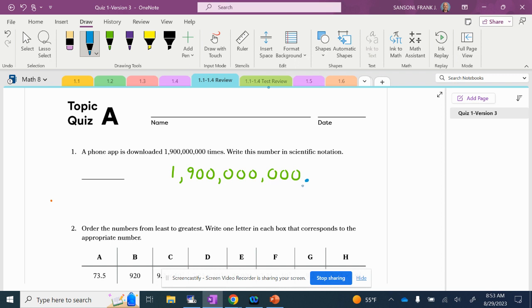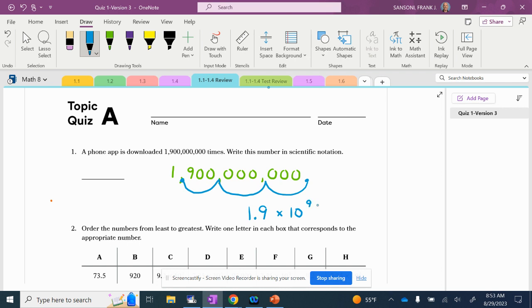So let's go. I'm going to use my shortcut, my groups of three. I'm going to move it 3 times, and then I'm going to move it another 3 times, and then I'm going to move it another 3 times, and that puts my decimal right there where I want it to be. And so my answer in scientific notation is 1.9 times, it's always a power of 10, times some power of 10, and I moved it 9 times.